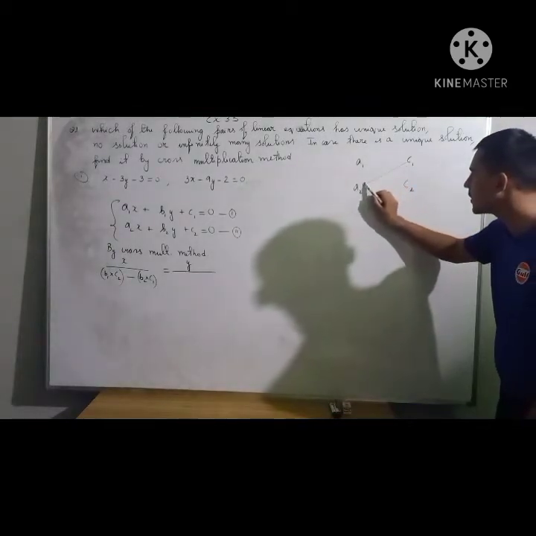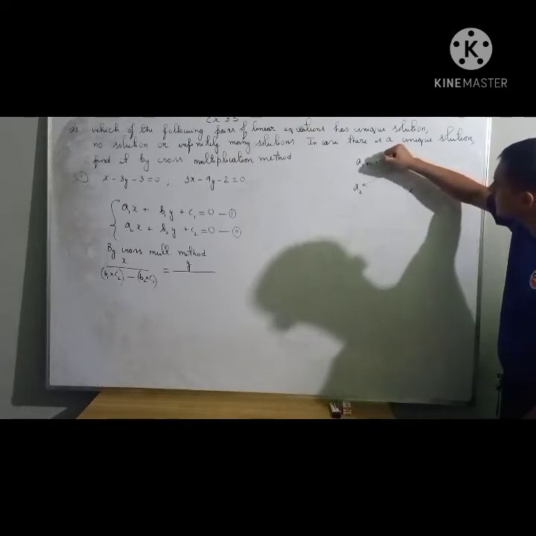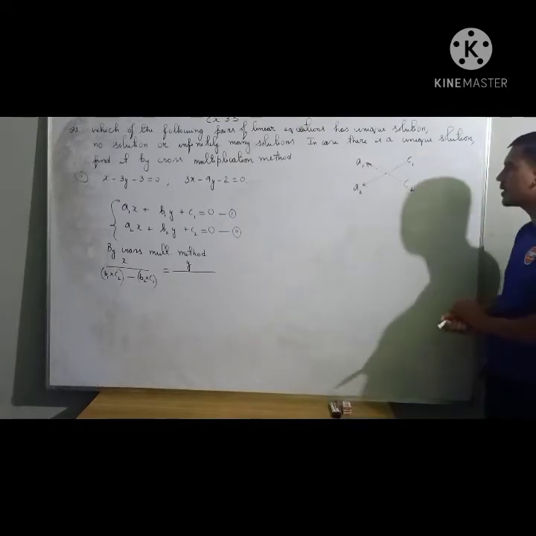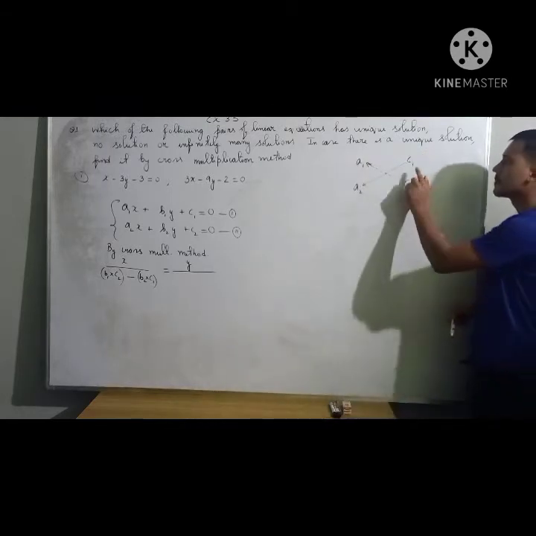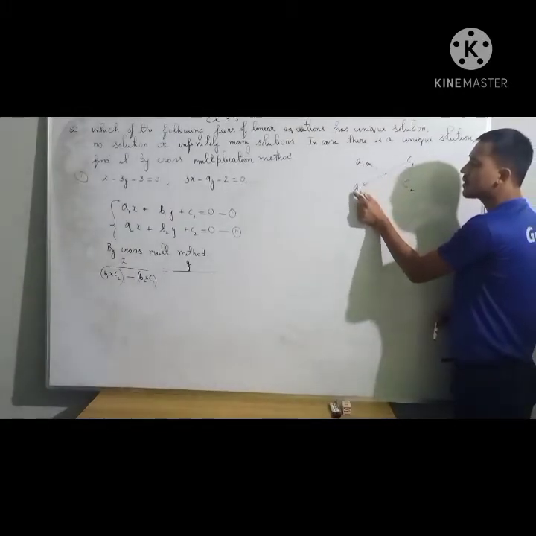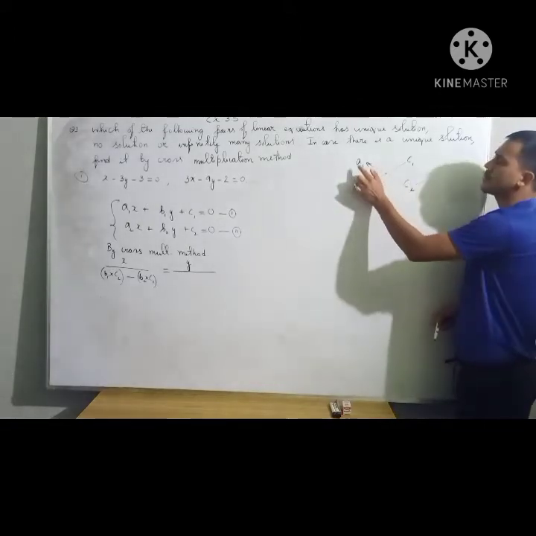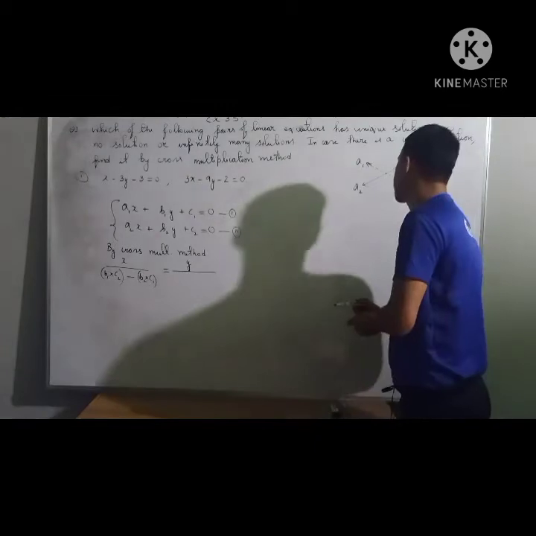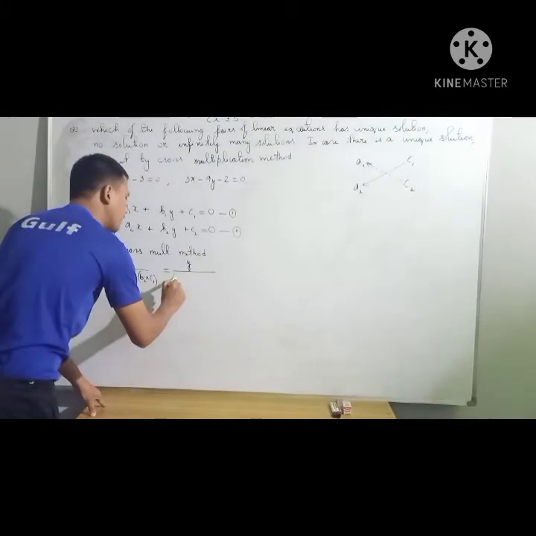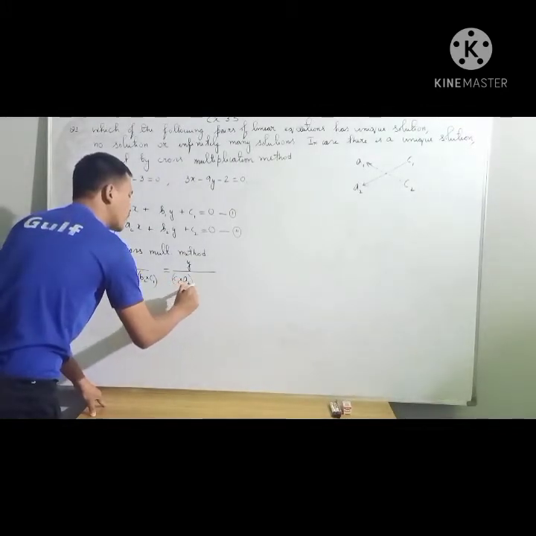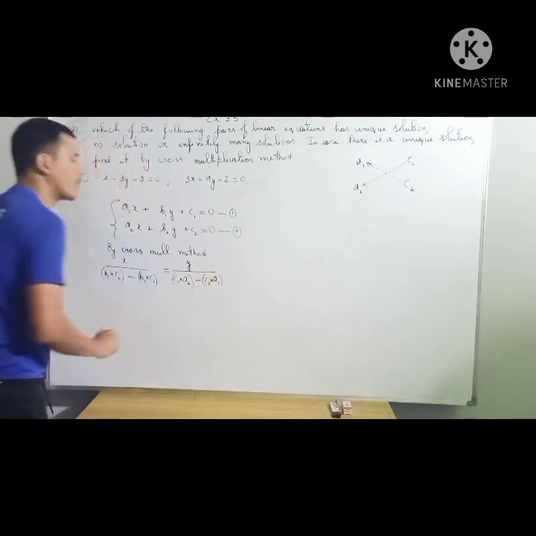That means C1 gets multiplied with A2 first, and then C2 gets multiplied with A1 in the second. I'm repeating again. We cross-multiply the remaining terms in the reverse order. Means C1 gets multiplied with A2 in the first place, minus C2 gets multiplied with A1 in the second case.